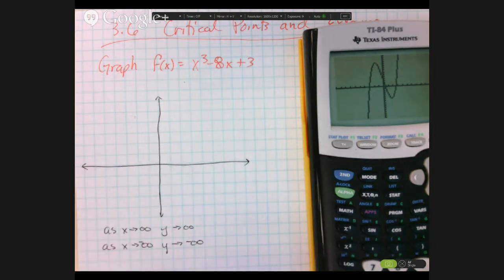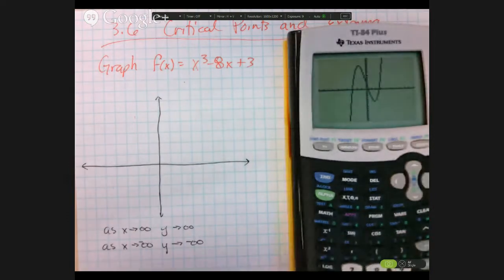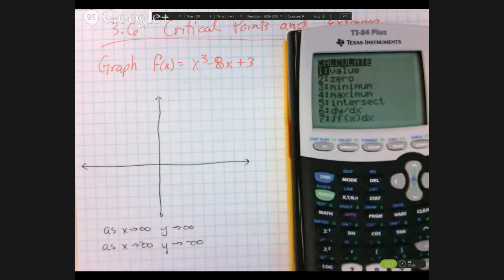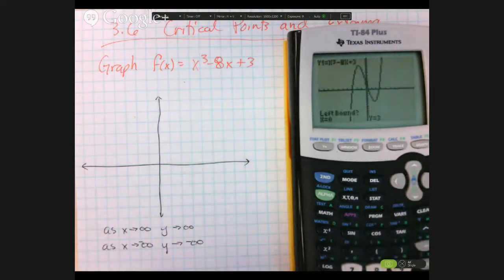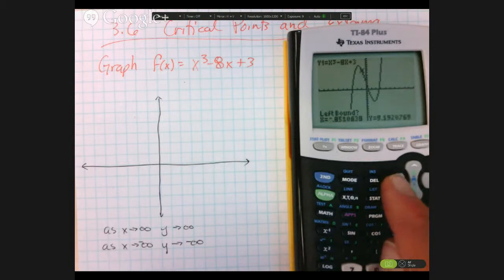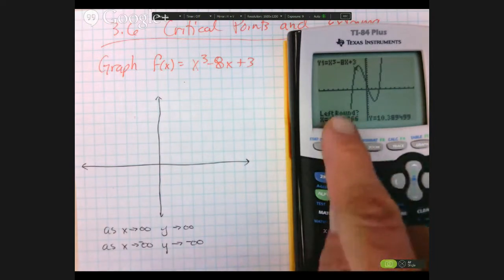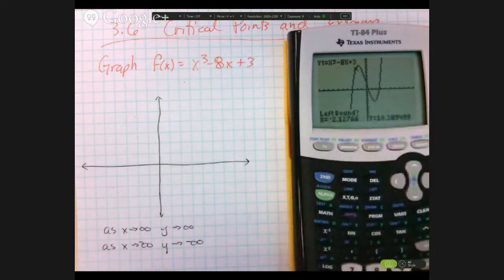Okay, here's how to do a maximum. We see the maximum right there, yeah? Go to second and hit trace. Obviously, we're looking for a maximum, right? There's a cursor on your screen. Hit the left arrow until it's to the left. See how it says left bound? We want to be to the left of the peak. Hit enter. Not at the peak, no, to the left of it. Then a right bound is to the right of it.